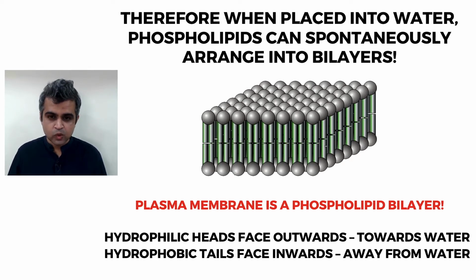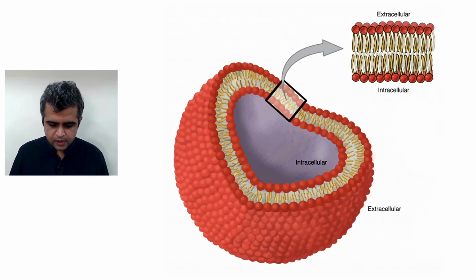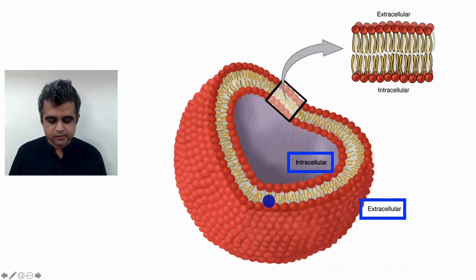So those of you who are still slightly confused, where has this word bilayer come from? Let me just show you one more diagram. So have a look at this diagram and see how this diagram represents a cell. This represents a cell. Can you see this? So this is the membrane of the cell. And notice that this is inside the cell and this is outside the cell. So this will be called intracellular and this will be called extracellular.